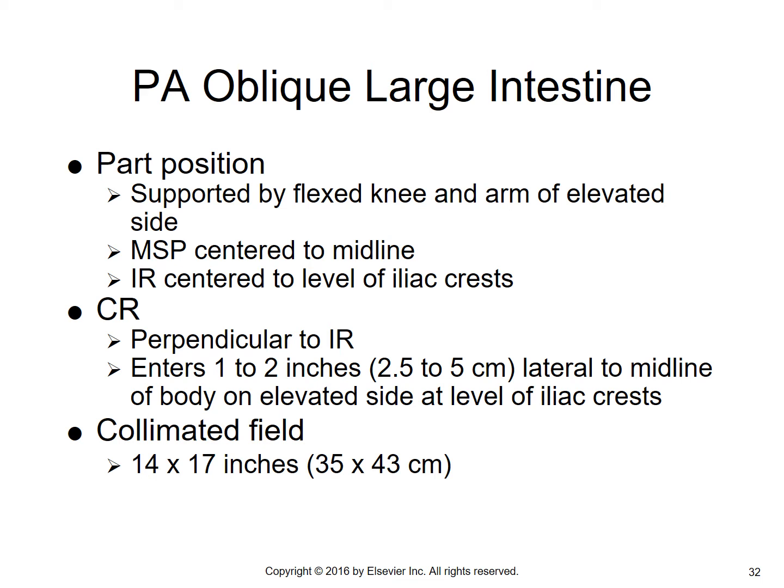So imagine this in your mind. The patient is turned RAO, 45-degree oblique, your central ray is going to be at the level of the crest. And then what you're going to do is move the central ray 1 to 2 inches towards the elevated side. What is that going to do? It's going to put the anatomy directly in the middle of your collimated 14 by 17 beam image size.